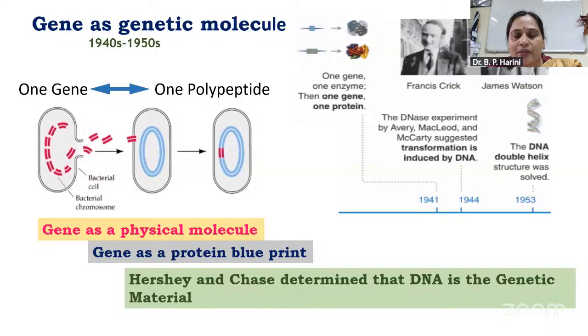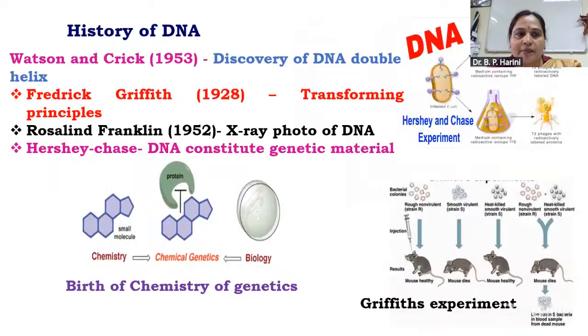So genes consist of molecules, like a gene as a physical molecule, and it consists of what we call a blueprint. And with the Hershey-Chase experiments, it was determined that DNA is the genetic material. So coming to the history of DNA, the experiments include Griffith's transforming principle experiments, X-ray photographic studies of DNA structure, and Hershey-Chase experiments establishing DNA as the genetic material. All this gave rise to the birth of molecular biology.